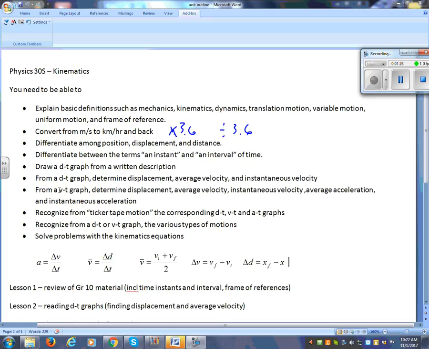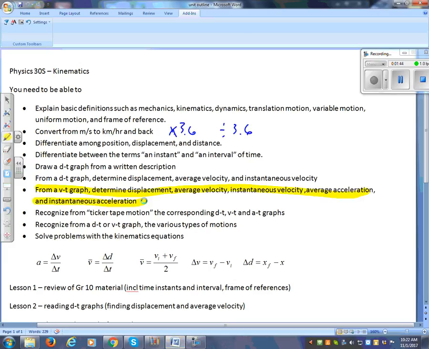From a DT graph, determine displacement, average velocity, instantaneous velocity. So we did that last week. From a VT graph, determine displacement, average velocity, instantaneous velocity, average acceleration, instantaneous acceleration. That's what I've done the last couple days. You'll notice that there's a lot there. I think it's worth 11 marks, so probably almost 25%.